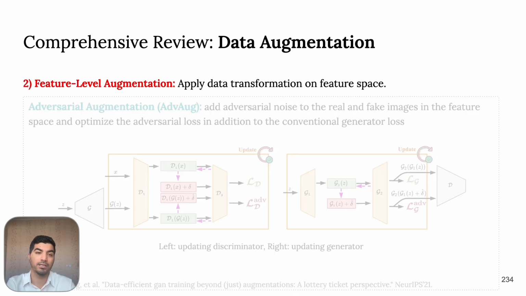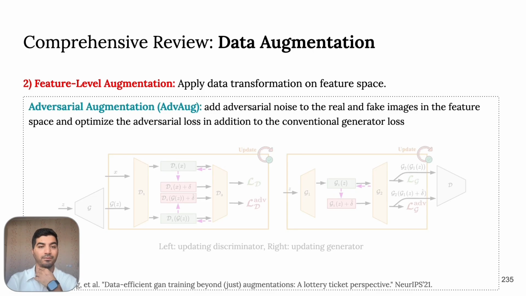Next subcategory is feature level augmentation, and these approaches apply data augmentation on feature space. As an example, we have this adversarial augmentation paper from NeurIPS 2021, and they add adversarial noise to the features of the real and fake images in both G and D. By adding this noise, they want to increase the robustness of both G and D.